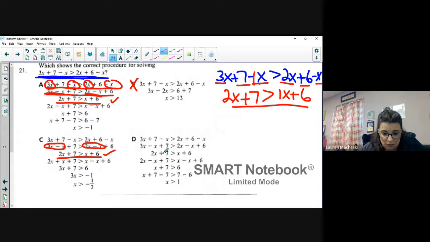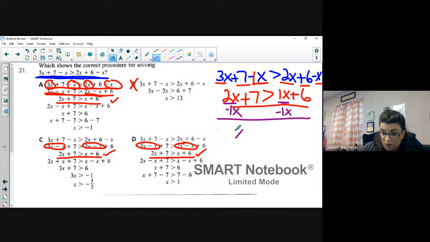Let's look at D. D looks like it's on the same track also. It put like terms together, and then it showed the like terms it combined. So A, C, and D are on the same track, okay? Now from here, think about what you would do. I have variables on both sides. I'd bring this smaller to larger, so I'd subtract 1x. And then what are you left with? You're left with x plus 7 is greater than 6.